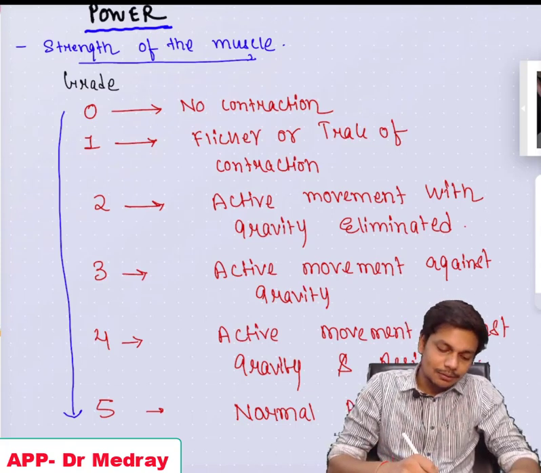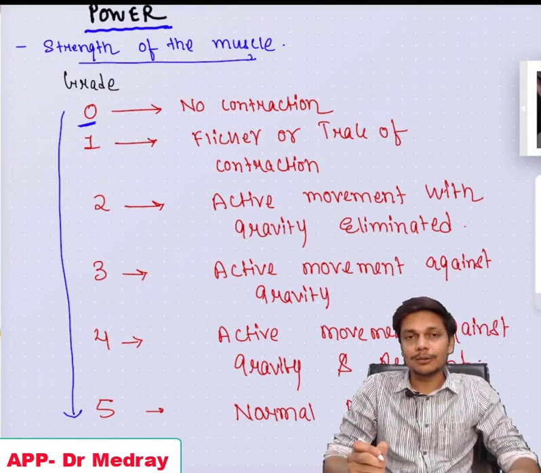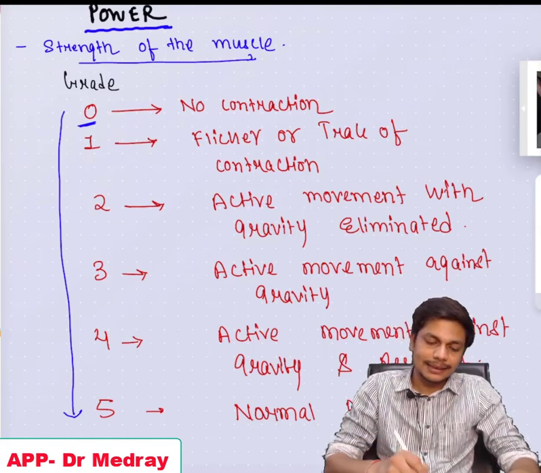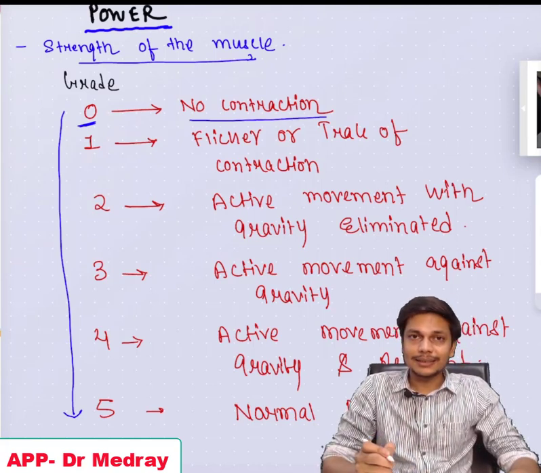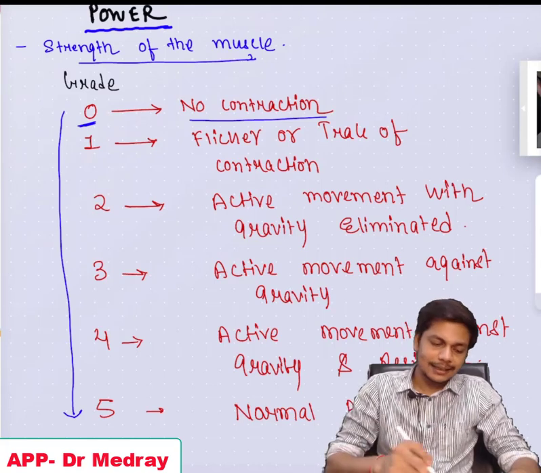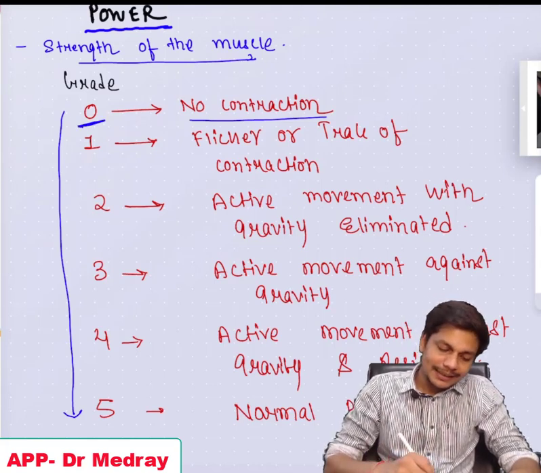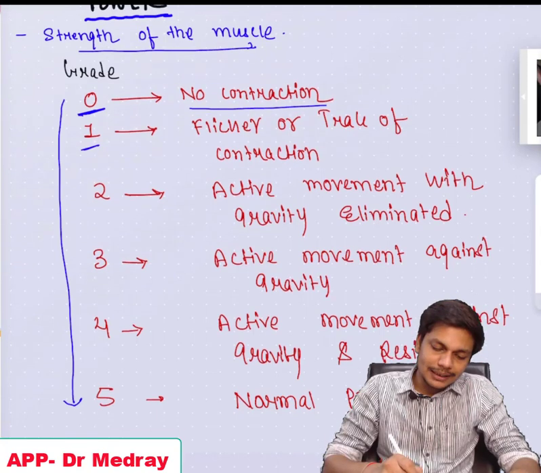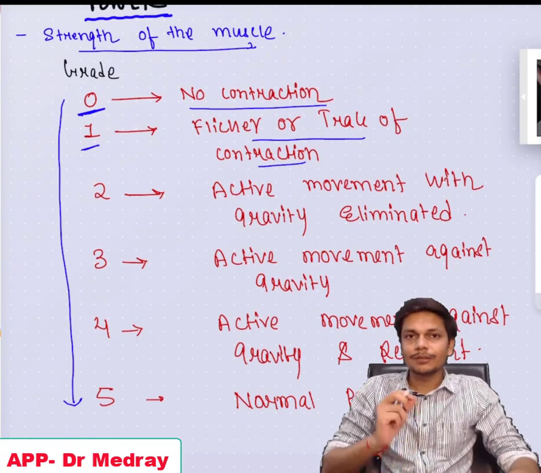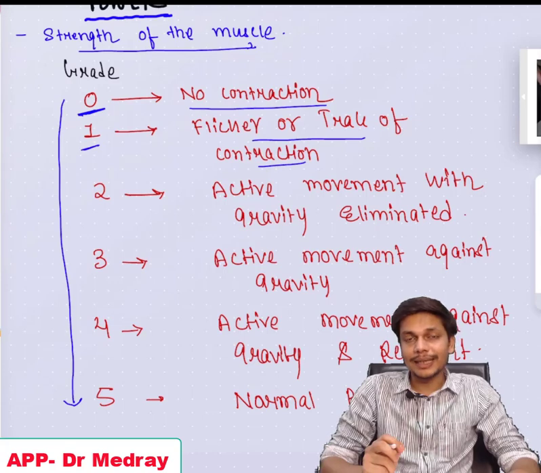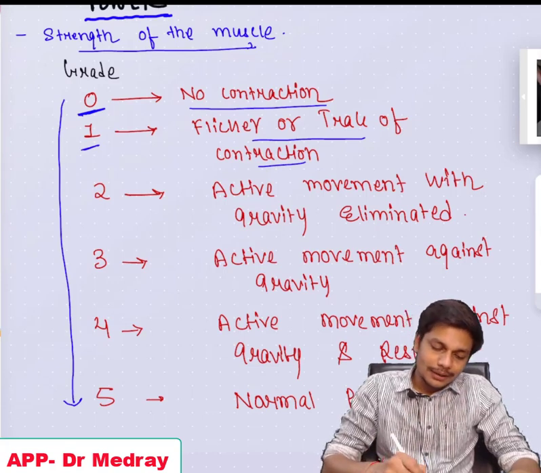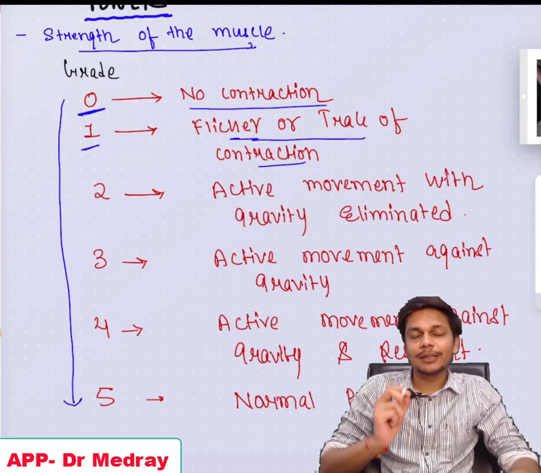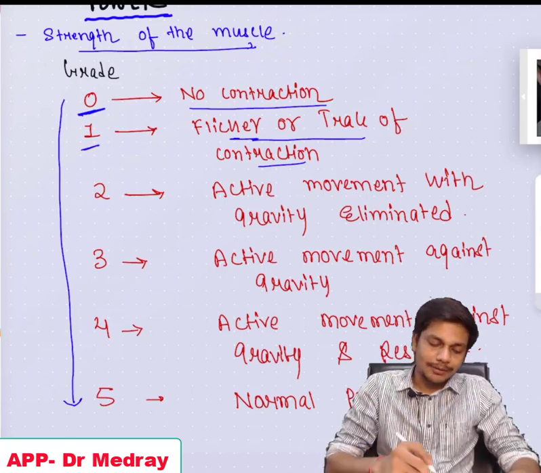So what is 0? If the patient is not able to move his limb at all, that is, there is no contraction, no movement, that means there is no power, and it is graded as grade 0 power. If the patient is only able to do a flicker or trace of contraction, you can see only a flickering movement, but no movement at the joint at all, then the power is 1.